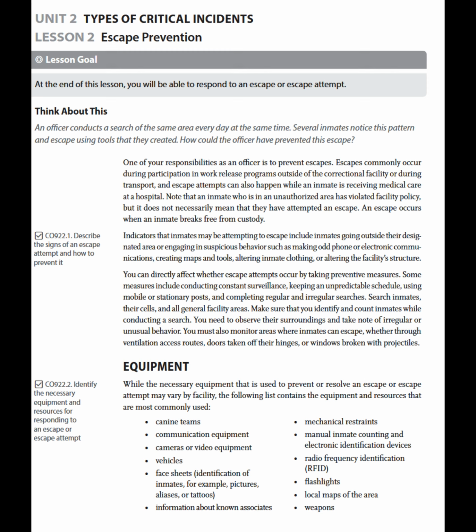Describe the signs of an escape attempt and how to prevent it. Indicators that inmates may be attempting to escape include inmates going outside their designated area or engaging in suspicious behavior, such as making odd phone or electronic communications, creating maps and tools, altering inmate clothing, or altering the facility's structure.